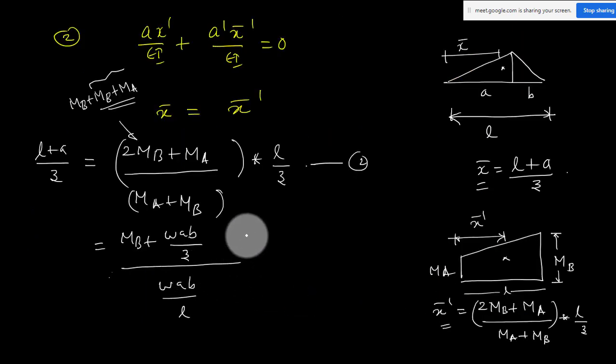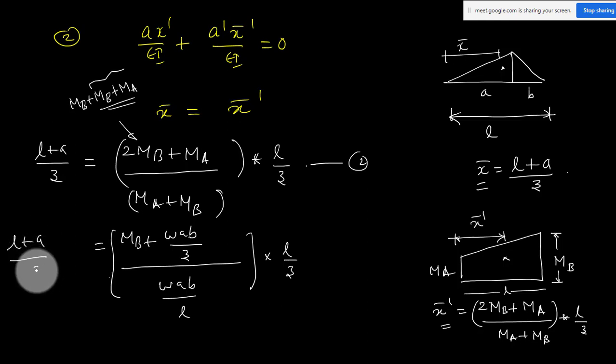I'll just try how to solve it into L by 3. So this is L plus A. Sir, X bar dash should be L minus that. X bar dash is equal to, it should be L minus that formula. This formula is wrong, you are saying.